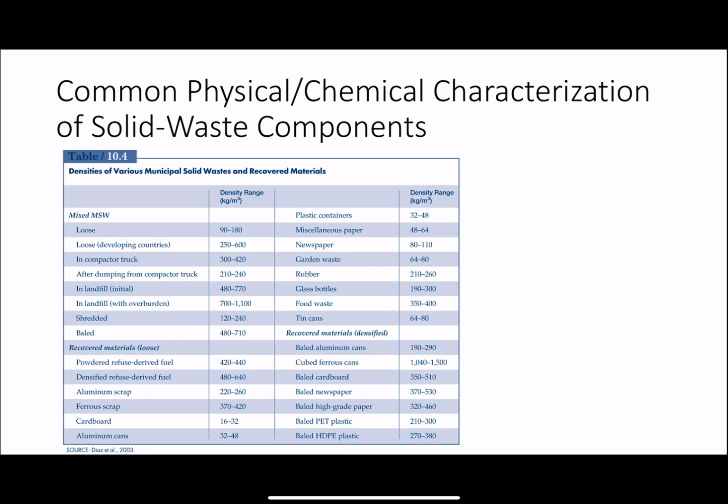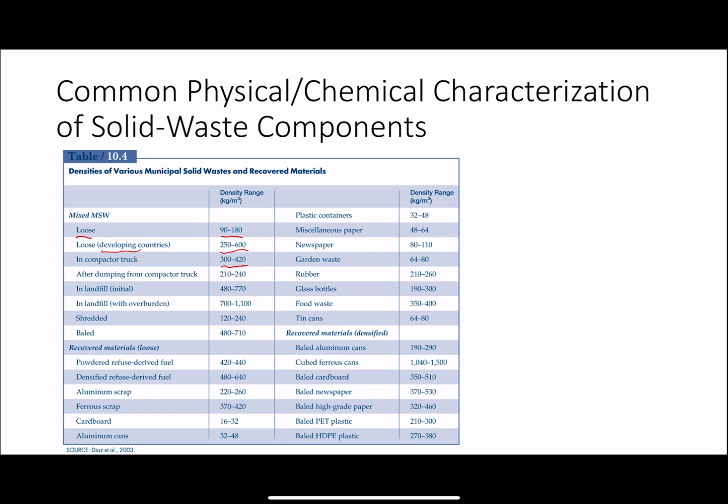So this is the last slide. I'll try to go through this quickly and then we'll do the next video later on. Common physical and chemical characterization of solid waste components. Let's look at mixed municipal solid waste. If it was loose, remember, in every truck there is a compactor to compact the solid waste. If it was loose, the density range goes from 90 to 180 kilograms per cubic meter. If it was loose in a developing country, it goes from 250 to 600. Compactor truck, it goes from 300 to 420.